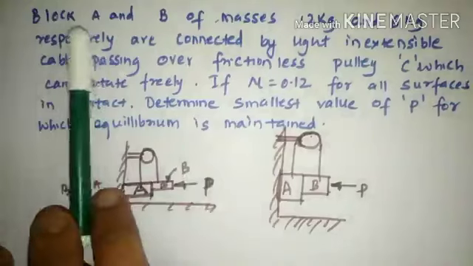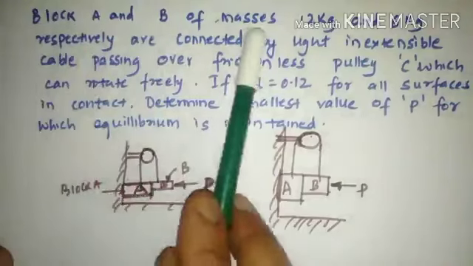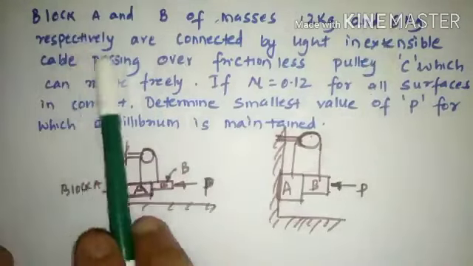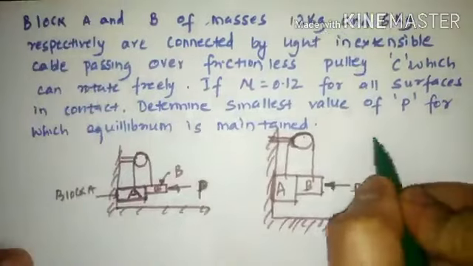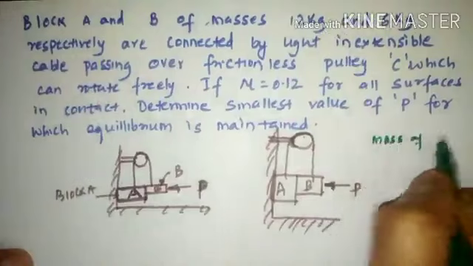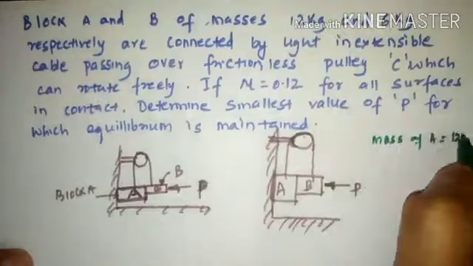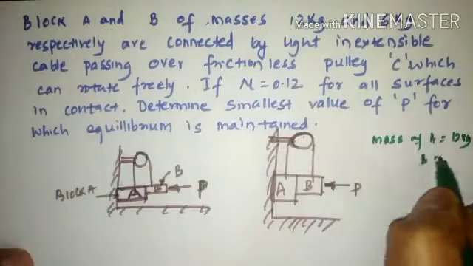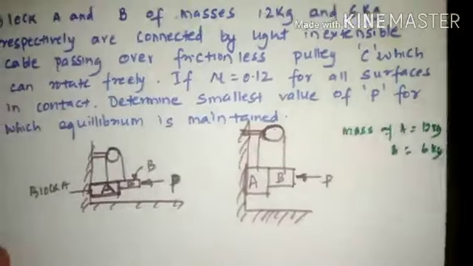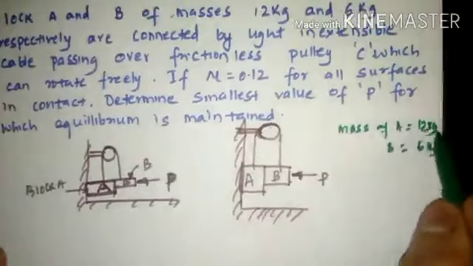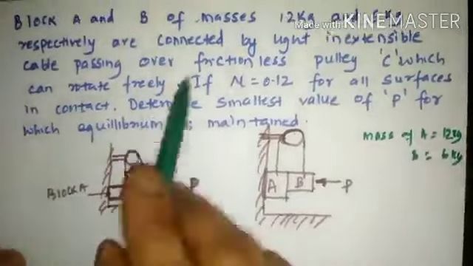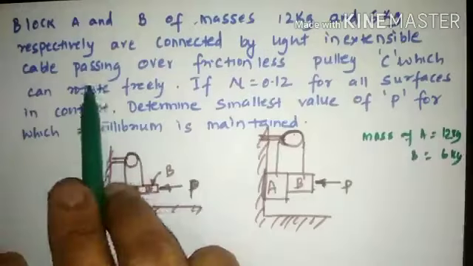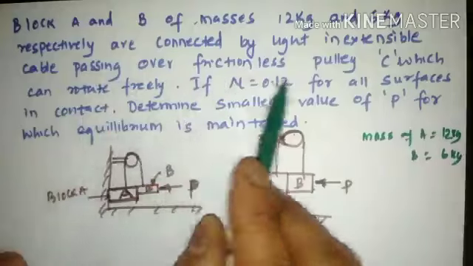There are two blocks here, block A and block B, of masses 12 kg and 6 kg respectively, which indicates the mass of block A is 12 kg and that of block B is 6 kg. They are connected by a light extensible cable passing over a frictionless pulley.